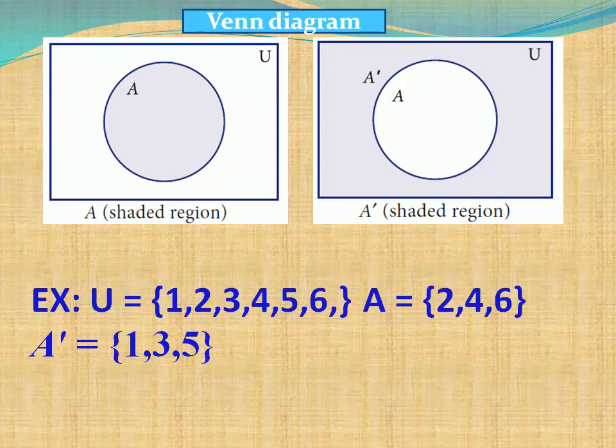Using an example, I will explain. Here, the universal set is 1, 2, 3, 4, 5, 6. Six elements are there. So the set A is 2, 4, 6. From the universal set, you have to cancel the elements 2, 4, 6. The remaining elements are 1, 3, 5. This is called A dash. Okay, are you clear?